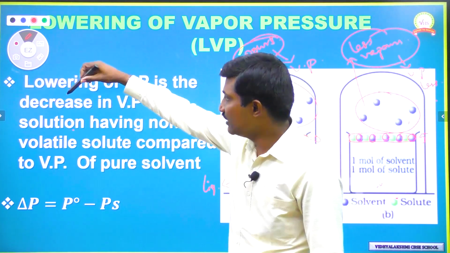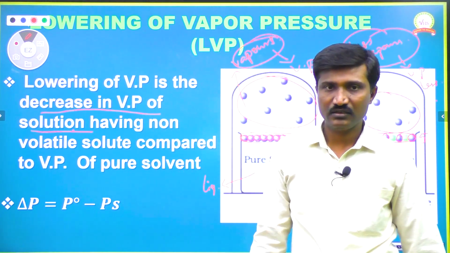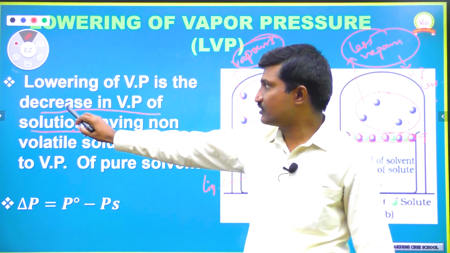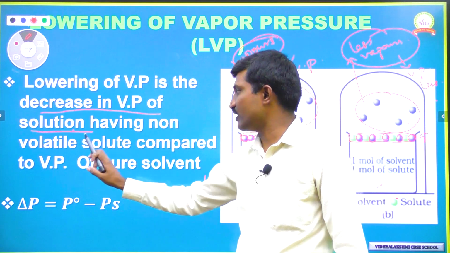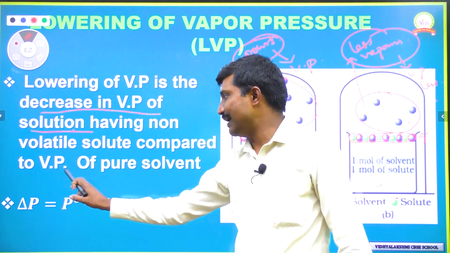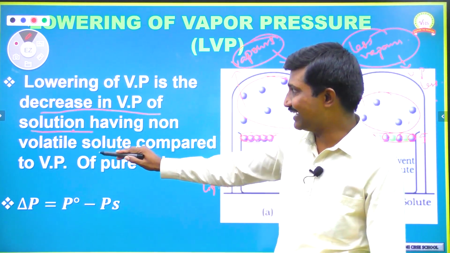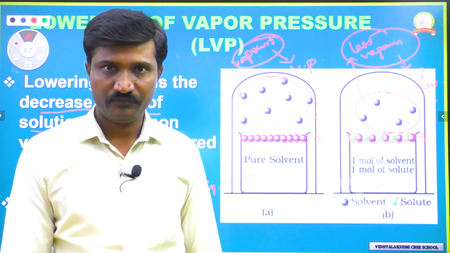Lowering of vapor pressure is the decrease in vapor pressure of the solution, not of the pure solvent. Okay, that we can also say. So it is the decrease in vapor pressure of a solution having a non-volatile solute compared to the vapor pressure of the pure solvent. That decrease we call lowering of vapor pressure.